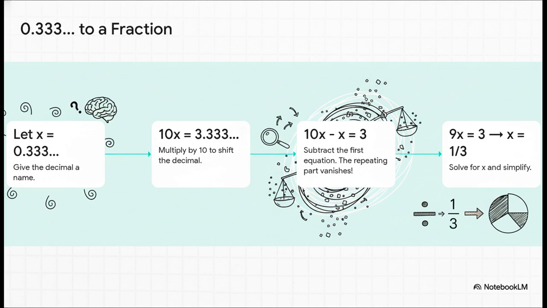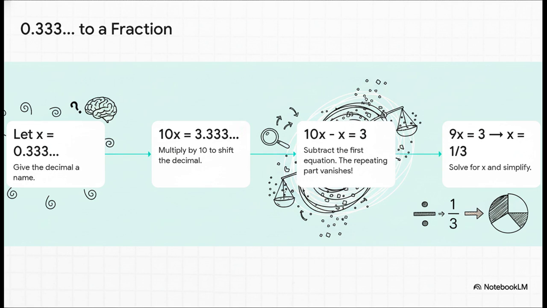Because it's one digit, we're going to multiply everything by 10. This just scoots the decimal point one spot to the right. So our new line of math says 10x equals 3.333... You with me so far? Okay, here comes the magic part. Step 3. We are going to subtract our first equation from our second one.